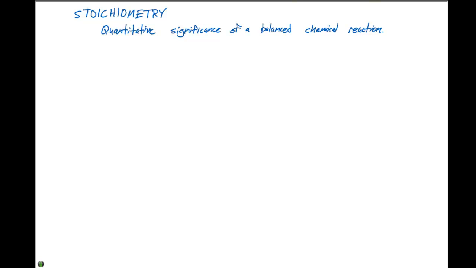In the stoichiometry section, we can investigate the quantitative significance of a balanced chemical reaction. And this is going to allow us to determine the number of grams that need to react, and it can also give us the number of grams of a product that is produced in a chemical reaction.